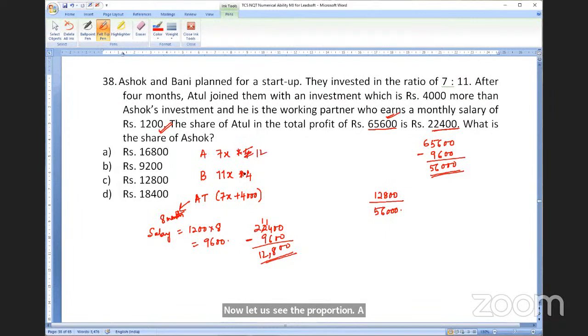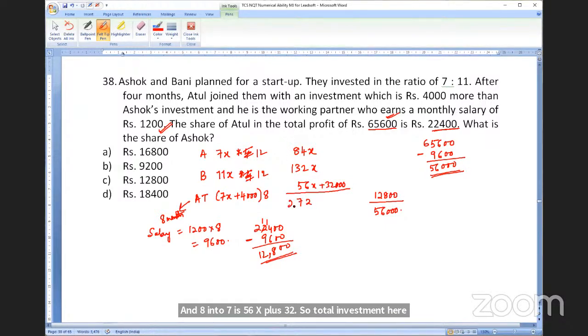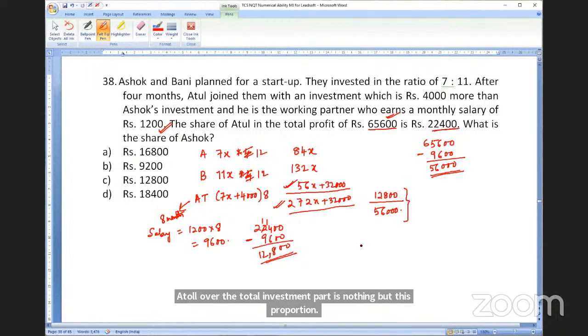Ashok invested for 12 months. Bani invested for 12 months. Atul invested for 8 months. 7 into 12 is 84x. 11 into 12 is 132x. And 8 into 7 is 56x plus 32,000. So total investment here is 272x plus 32,000. So can I say the investment part of Atul over the total investment part is nothing but this proportion? Yes, we can say that, isn't it?